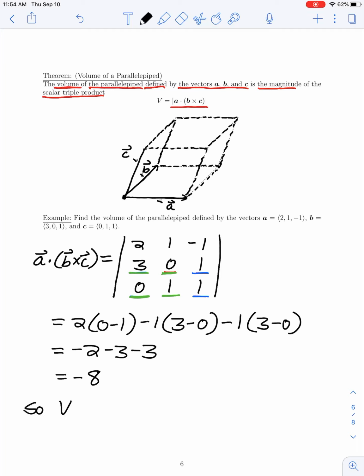So for the volume of the parallelepiped, we would take the absolute value of this scalar triple product. So the absolute value of negative 8 here gives us positive 8 cubic units for the volume of the parallelepiped in question. Okay.